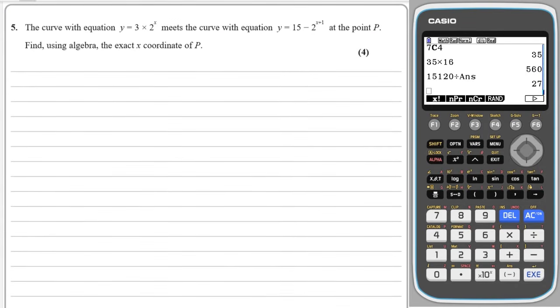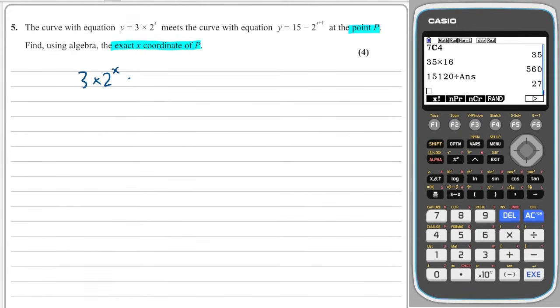Oh, what's going on here? We've got two lovely curves here, and it's asked us to find the point at which they meet. So the x-coordinate of the point at which they meet. And it says the exact as well, so we need to put our calculators away for this if it's exact.